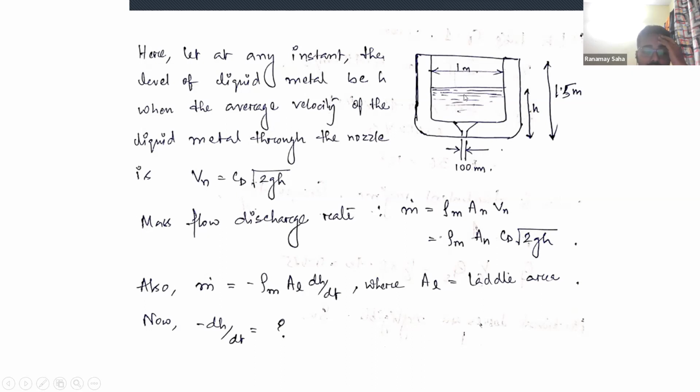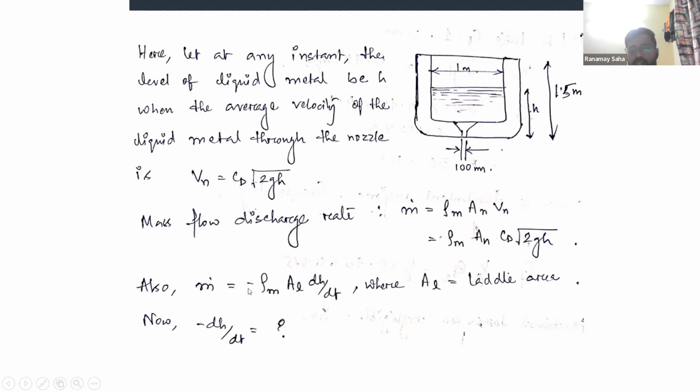Now dH/dt is the velocity of the material, and dH is the height h. So when you take the derivative with respect to time, you get the velocity. You know that from mechanics, right? So rho A V gives the mass flow rate again. Now in this case, you get it as rho A_L into dH/dt.